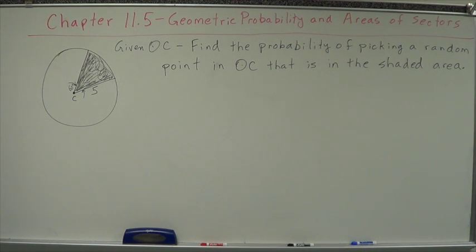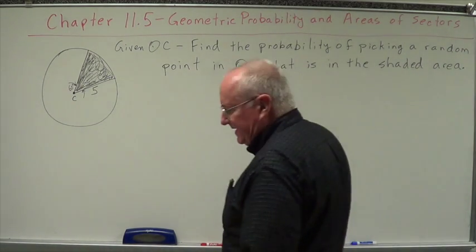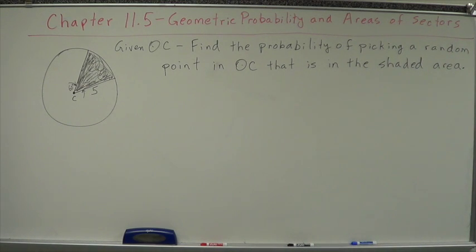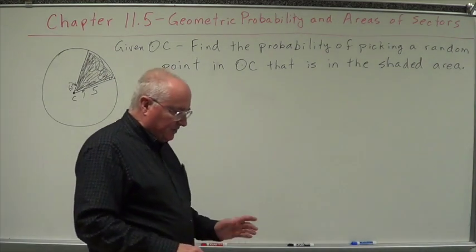Now we're going to talk about something that's a little bit different, section 11.5, that's about geometric probability in areas of sectors. So let's talk a little bit about what probability is. Probability is, what are the odds that at random you would pick or you would hit, if I was throwing something or I would pick something, that an event would happen. Okay? That's what probability is.